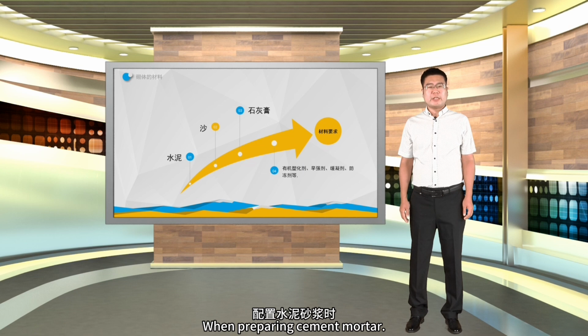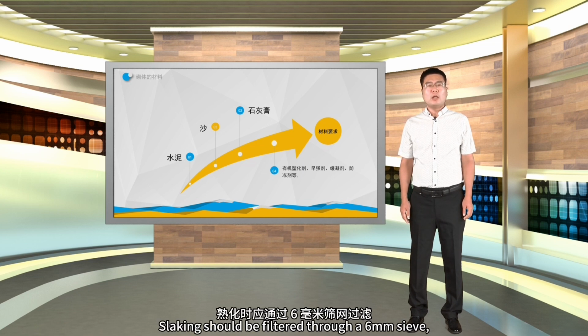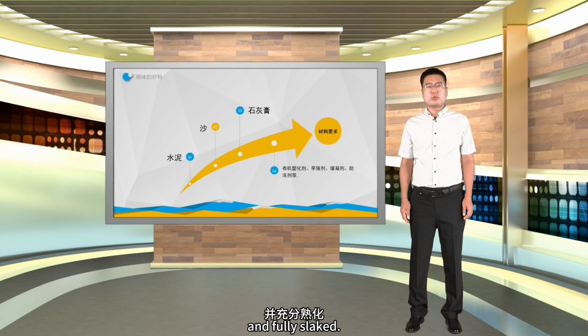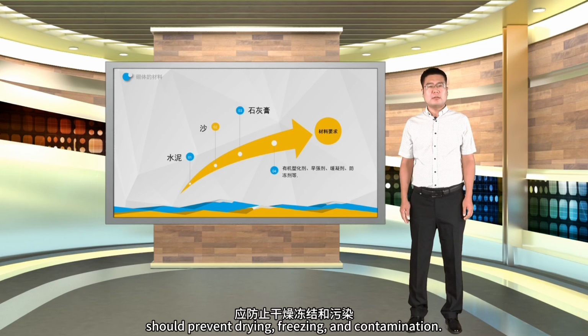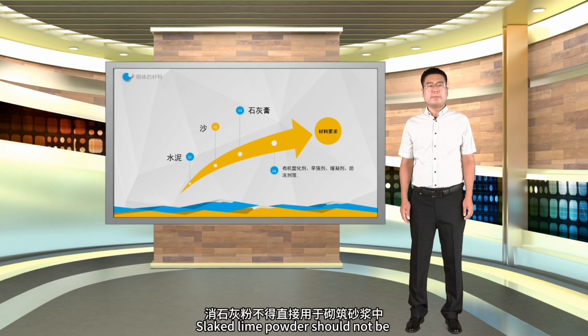When preparing cement mortar, lime paste is made by slaking quicklime. Slaking should be filtered through a 6 mm sieve and fully slaked. The slaking time should not be less than 7 days. Lime paste in the sedimentation tank should prevent drying, freezing, and contamination. Strictly prohibit the use of dehydrated, hardened lime paste. Slaked lime powder should not be directly used in masonry mortar.